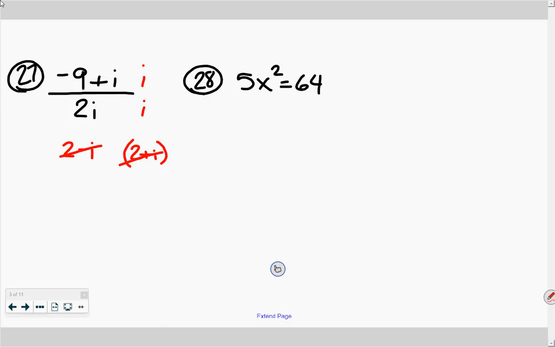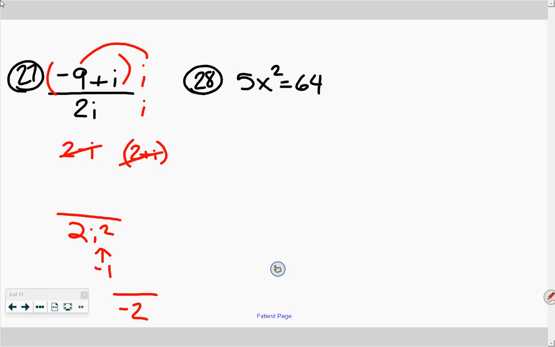So what I'm doing is I'm distributing the i to that one, and then the i to that bottom. So on the bottom, I would have 2i squared, and we learned that i squared is the same as having a negative 1. So now I really have 2 times negative 1, so on the bottom it's going to be a negative 2. Well, now on the top, I've got to distribute that.